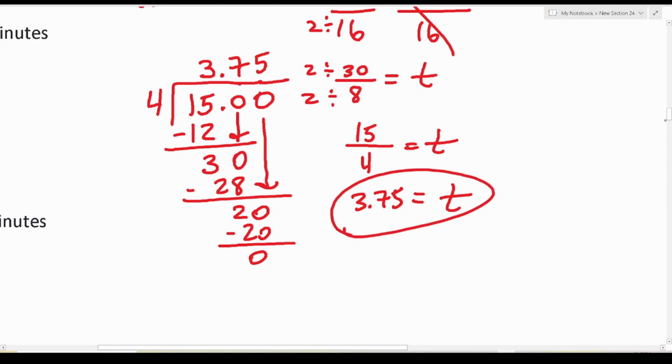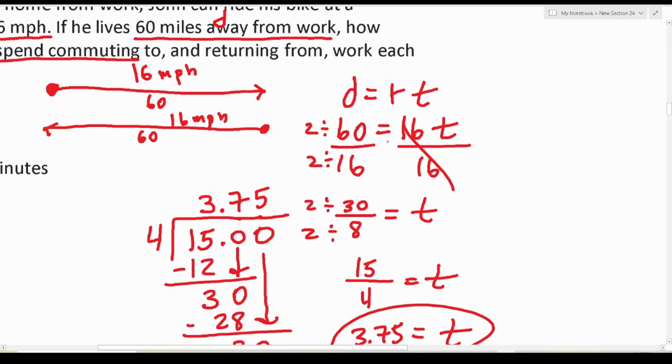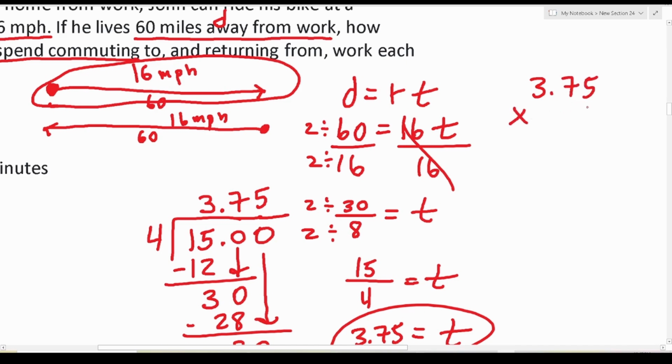And this T is only for the amount it takes for him to go to work. Again, his trip home is the same exact as his trip to work. So to find out how much time it takes him in total going to and from work, we're going to take 3.75 and multiply it by 2.